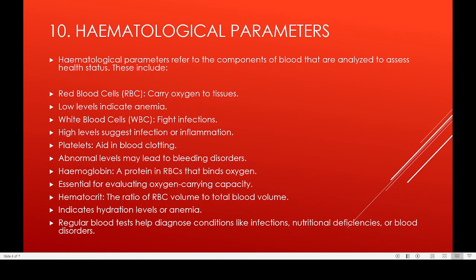Then hemoglobin, a protein in the RBC that can bind oxygen. If there is a deficiency of hemoglobin, the oxygen carrying capacity of your blood will be reduced. That means you may not be able to engage in high intensity work. Then hematocrit, the ratio of RBC volume to total blood volume, indicates hydration levels or anemia. That is how much water is there in your body.